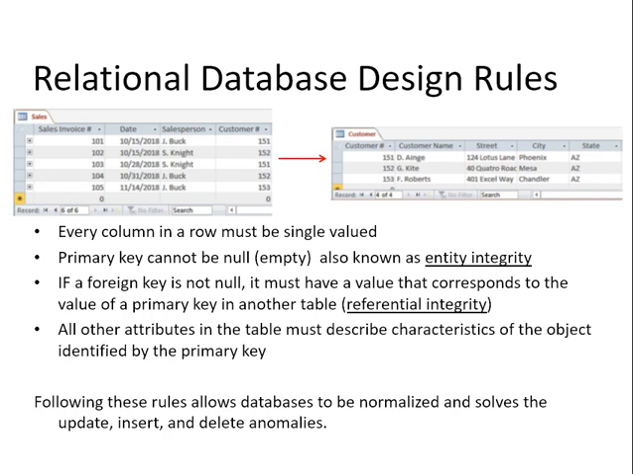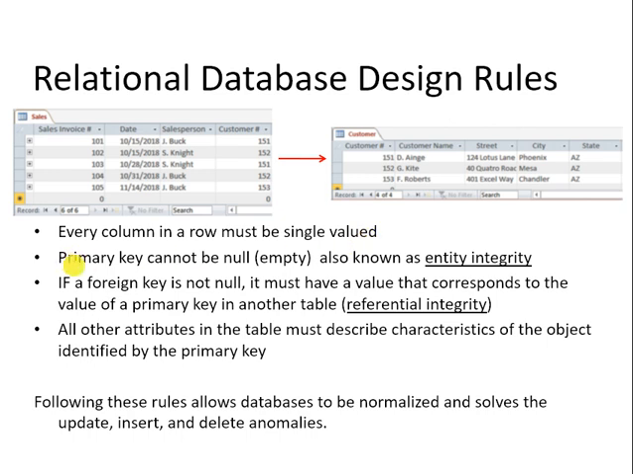So let's talk about relational database design rules. What are the rules we're going to follow? Each column in a row must be single valued. For each column, for example the salesperson, we must have a single value. For invoice 101, I cannot have salesperson Jack Buck and Ass Knight together in just one place. No, we cannot do that. It has one single value.